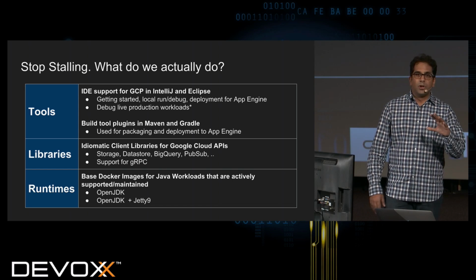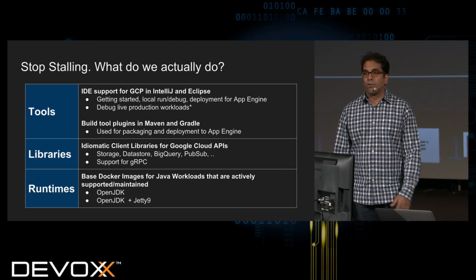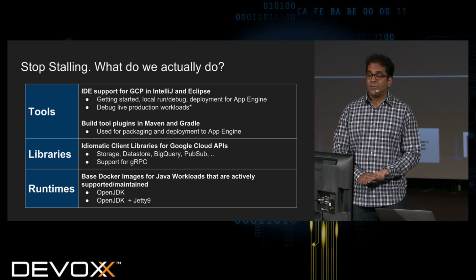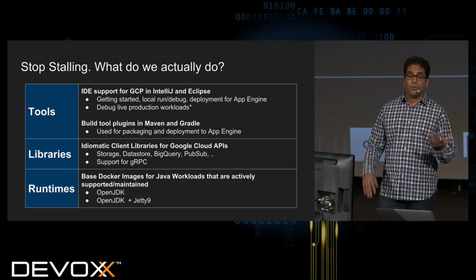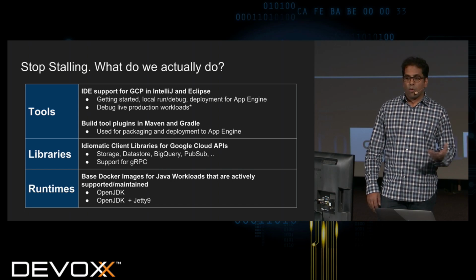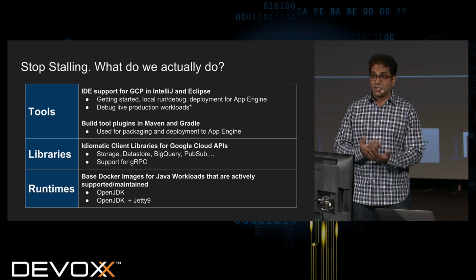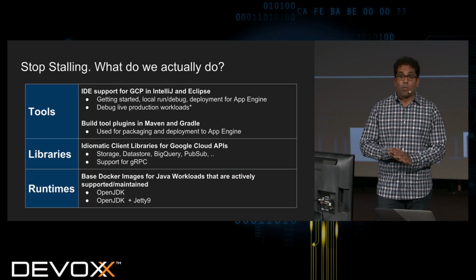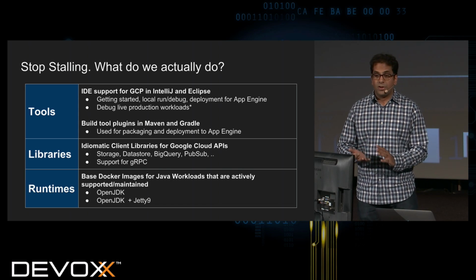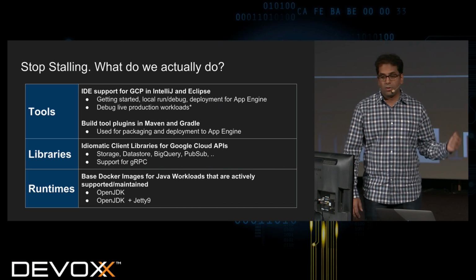So what we're doing on Java for Google's Cloud Platform is probably divided into 3 categories: tools, libraries, and runtimes. On the tooling front, we're building support into Eclipse and IntelliJ for initially working with App Engine. That's getting started, locally running and debugging, and deployment to App Engine. We're also doing work, or have done work, to debug live production workloads. And that's some of the work that Patrick's going to show you soon.